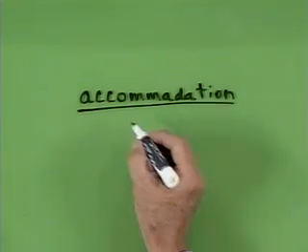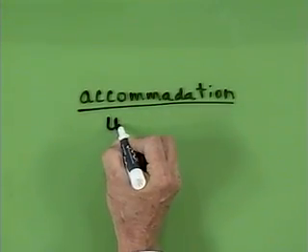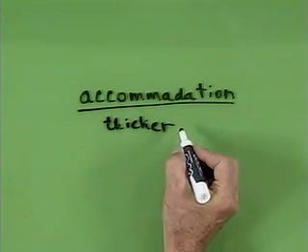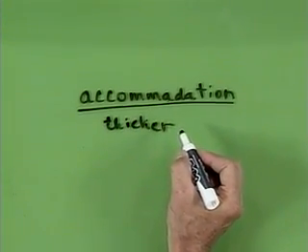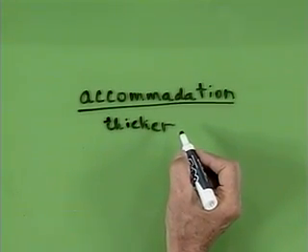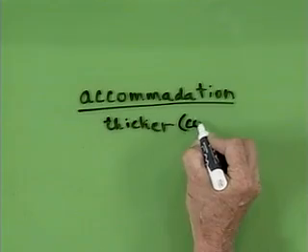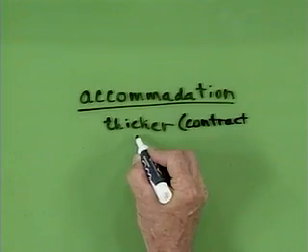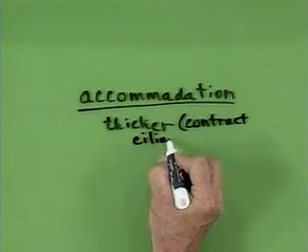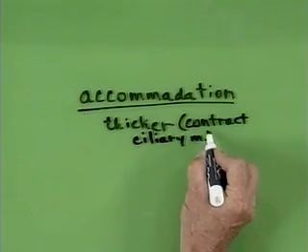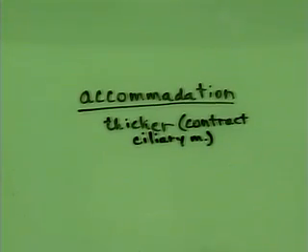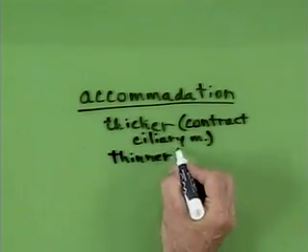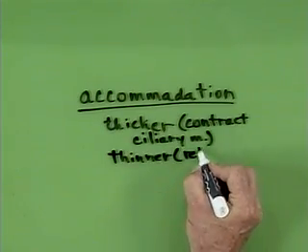And remember that to make the lens thicker, we have to do what to the ciliary muscle? Contract it or relax it? Contract. Contract it. Now, I want to emphasize this because it seems just the opposite, like it ought to be the opposite. And to make the lens thinner, we have to relax the ciliary muscle. Now, don't forget that.